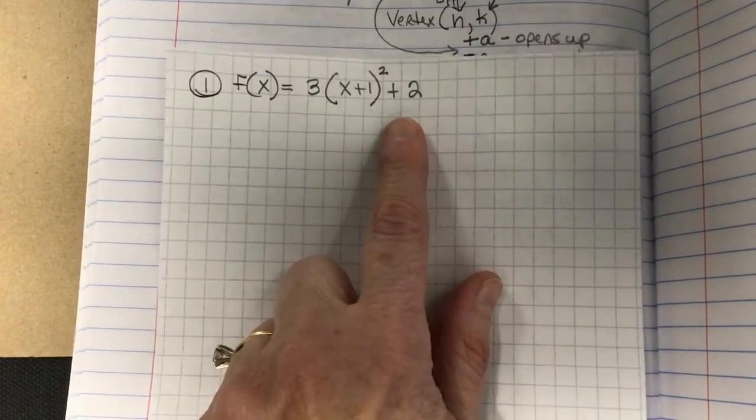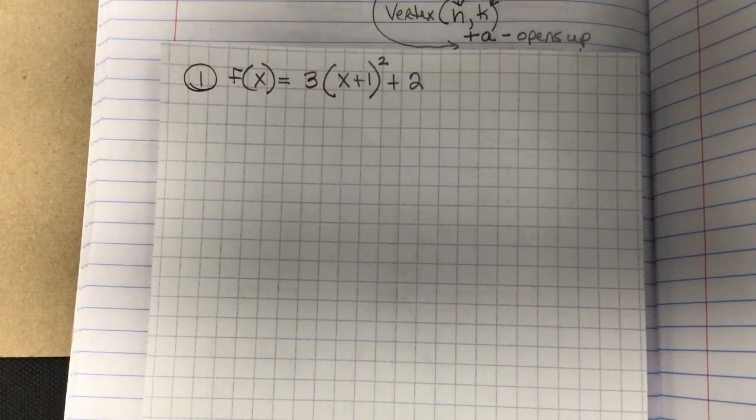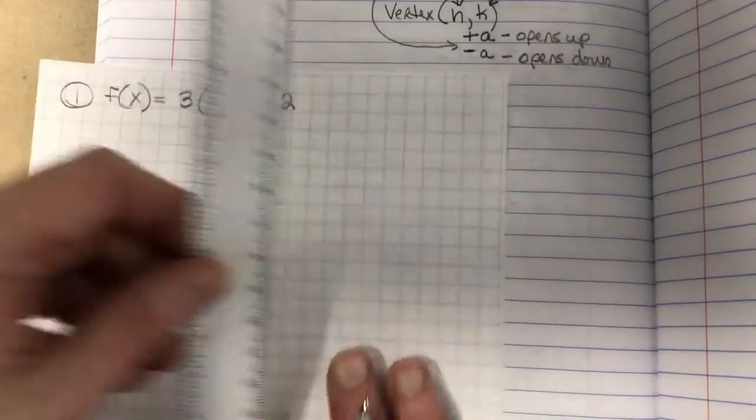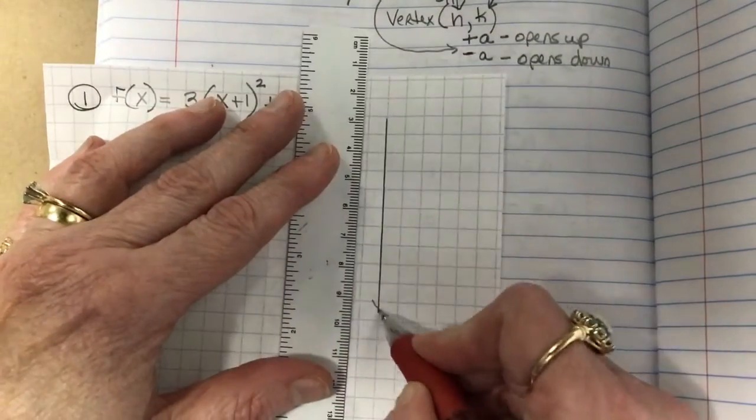It has a squared. Is it going to graph a V? No, it's not absolute value. Is it going to graph a line? No, because it's got x squared in it. It's going to graph a parabola. Now, how do we do it without a t-table? Okay, let's go over here to the side and let's make us a little x and y graph.